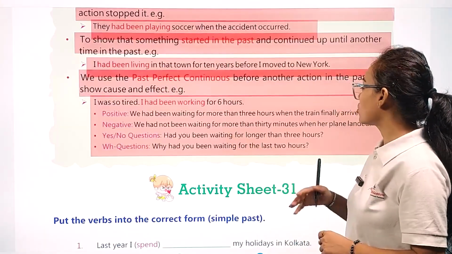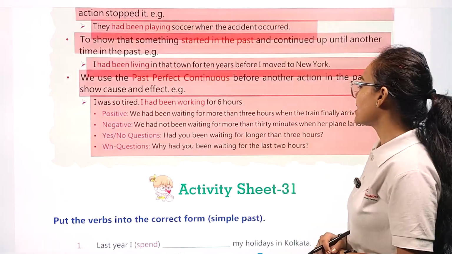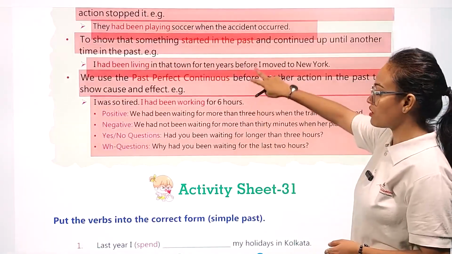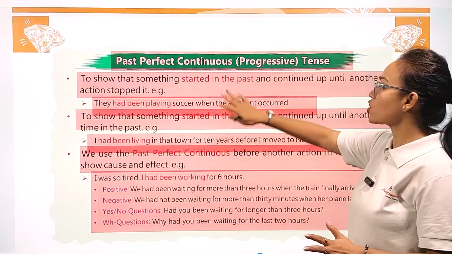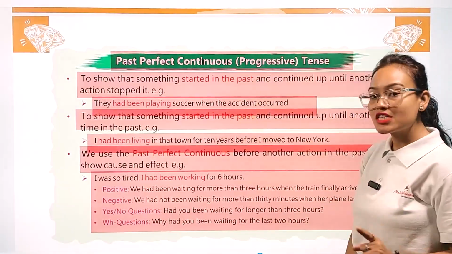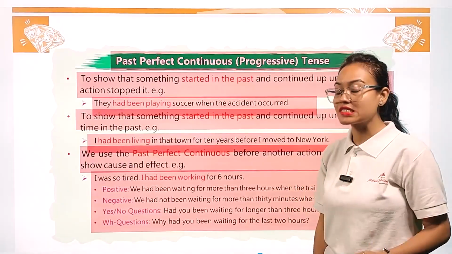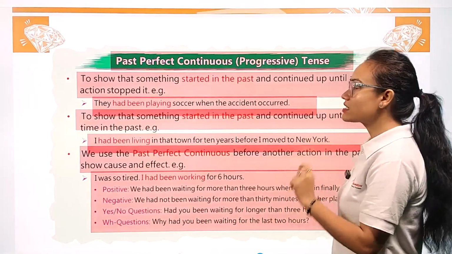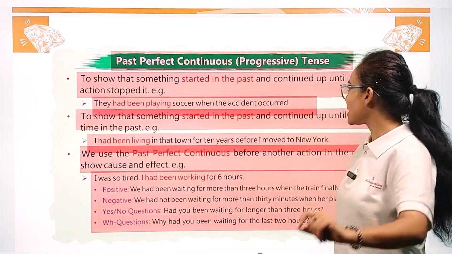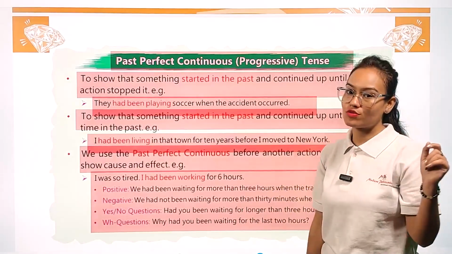Had you been waiting for longer than 3 hours? Okay, the WH questions: why had you been waiting for the last 2 hours? Okay, so I hope, my dear students, you all understood the concept of past perfect continuous. Past perfect continuous or past perfect continuous progressive tense are those tenses which we use to show that some action started in the past and it continued until another action stopped.